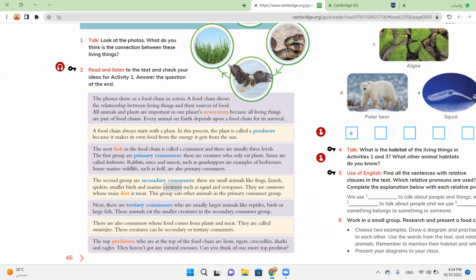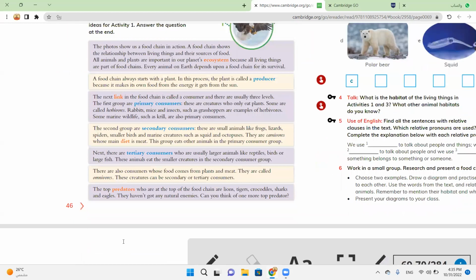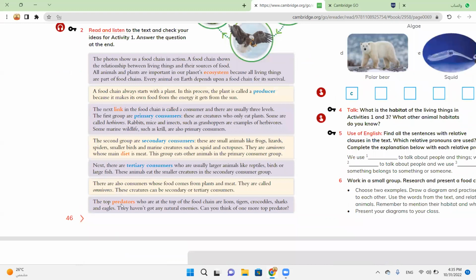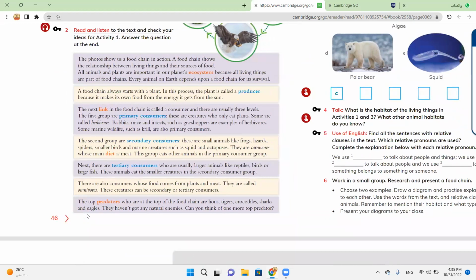And then we have a type of animals that eat plants and also meat. They are called omnivores. The final section here is the predators. They are the top of the food chain. The predators are like lions, tigers, crocodiles, sharks, and eagles.